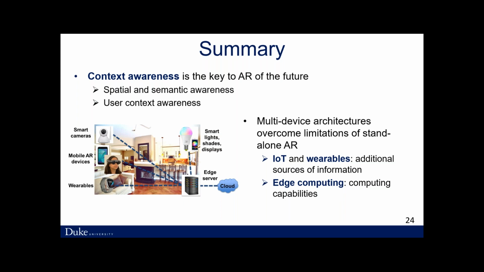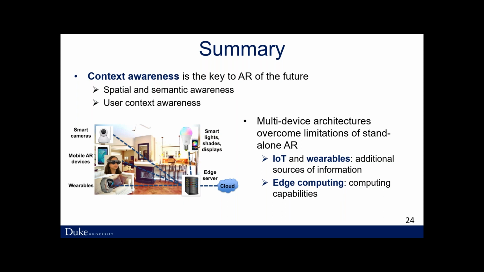And I described the approach to using multi-device architectures to overcome limitations of standalone AR, using IoT and wearables as additional sources of information, and potentially IoT as a way of controlling the environment as well to optimize AR performance. And edge computing for several of its capabilities, but especially for providing additional computing resources that allows us to run the type of algorithms that we cannot run on mobile AR devices, and allows us to make AR significantly more reliable in the future.